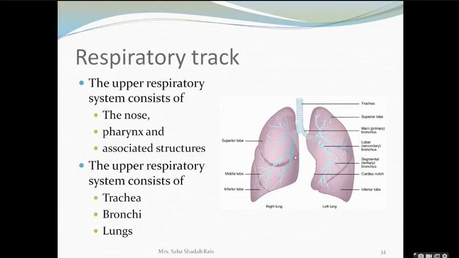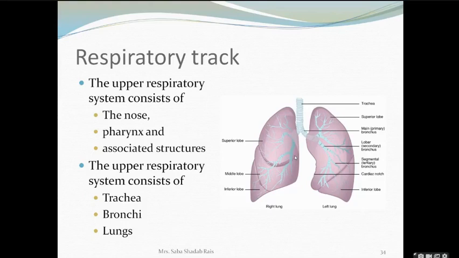The pleural sac has two layers. The outer part is called the parietal pleura. The parietal pleura attaches the lungs to the thoracic cavity, and the inner membrane, which is enclosed to the lungs, is called the visceral pleura.